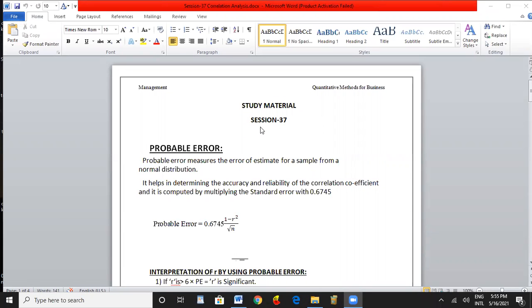Study material for session 37. Good morning, friends. In this, we shall study about the probable error.